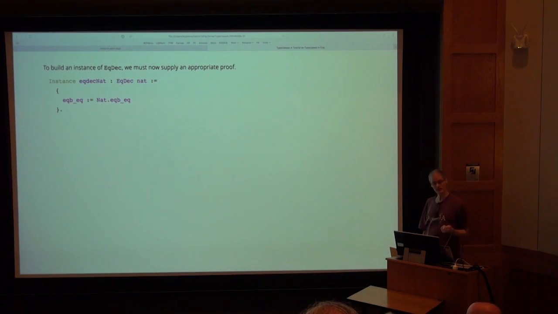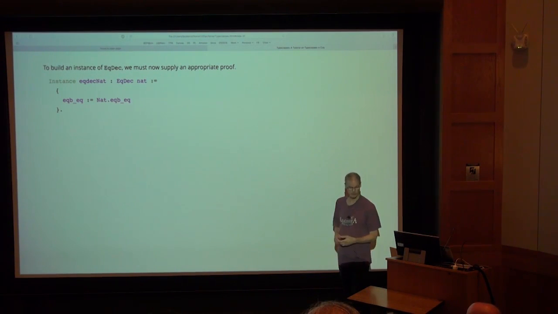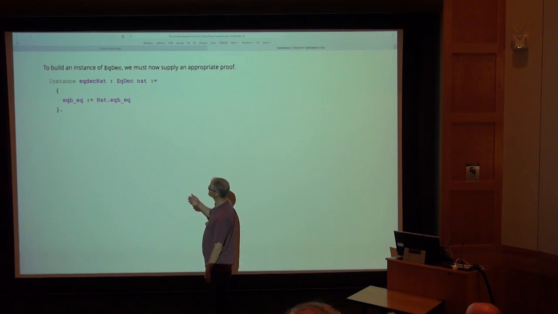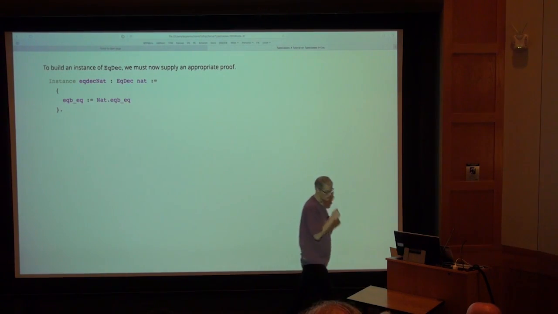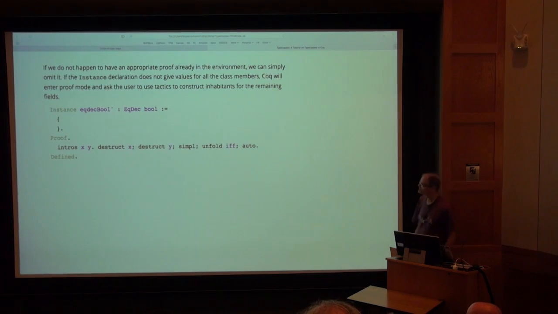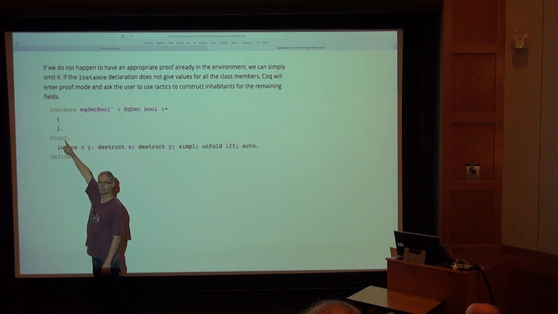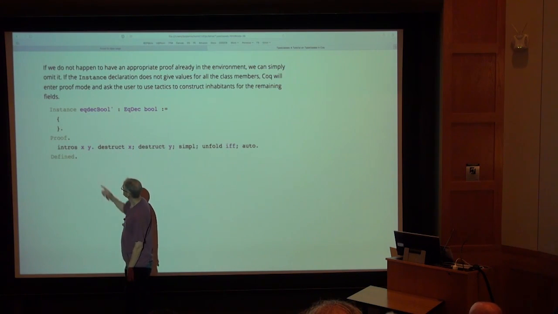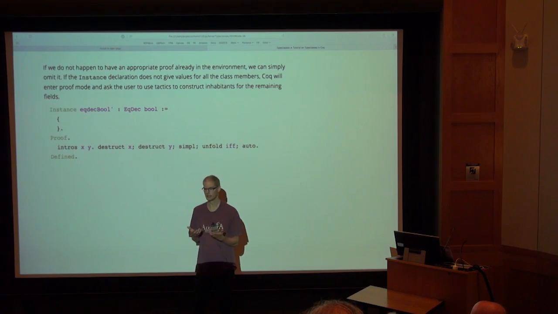And now, in order to build an instance, we have to supply evidence. We have to supply that method. Namely, we have to supply evidence for the truth of that claim in the particular case of, in this case, nat. Here, it happened that we had already proved that. If you haven't already proved it, you can do this. You can give an instance declaration and leave it out. Leave out the field that you're required to put in. If you do that, Coq will dump you into proof mode and ask you to use tactics to fill in the missing bits.